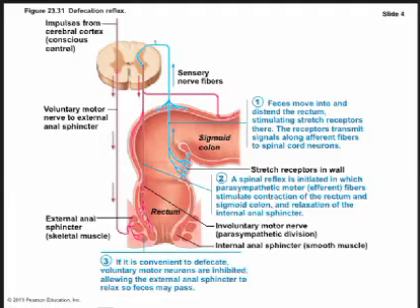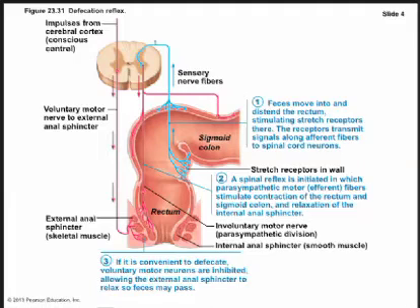Now, what I want you to notice about this is that this does not involve any higher nerve centers. It doesn't involve the brainstem, doesn't involve the cerebral cortex at all. This is why individuals who are paraplegic or quadriplegic can still execute the defecation reflex, because it's mediated by the spinal cord alone. And then finally, if it is convenient to defecate, voluntary motor neurons are inhibited, and this allows the external anal sphincter to relax so that the feces are able to pass.